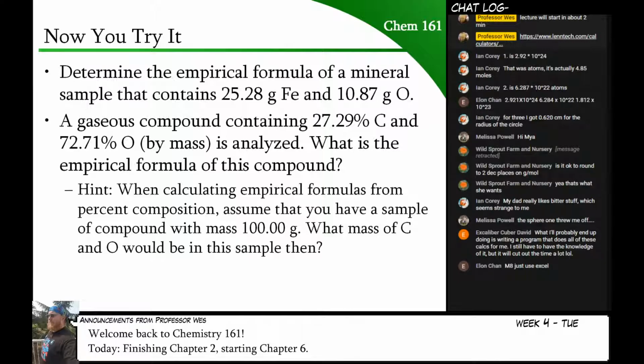And then the second one, we have a gaseous compound that contains 27.29% carbon and 72.71% oxygen. What's its empirical formula? Now, I'm giving you the percent by mass already, so what you can do for this problem is say, well, if these are my percentages, and I have 100 grams of it, then some amount would be carbon. 27.29% of 100 is just that. And then you can do the same thing with oxygen. You're going to get a really huge sample, but the math becomes easier. So if you're ever given a mass percentage, just do this strategy. Okay? Try these two problems.